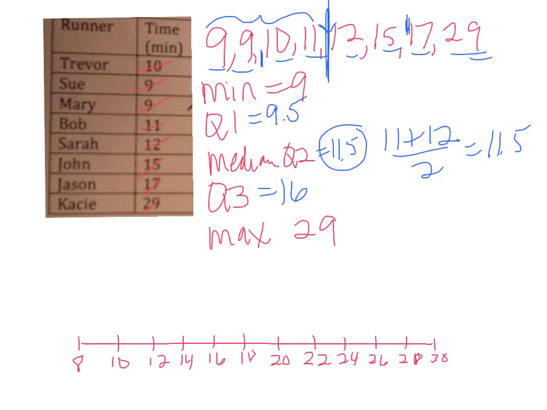My min is 9. My max is 29. 9.5, which would be right there, 11.5, and 16. Okay. All right, so first thing I do is my whiskers. So there's a whisker, and there's a whisker. Okay. Then I'm going to draw a box around my Q1 and Q3, and a line down the median. Okay. All right, and there's your box and whisker plot.